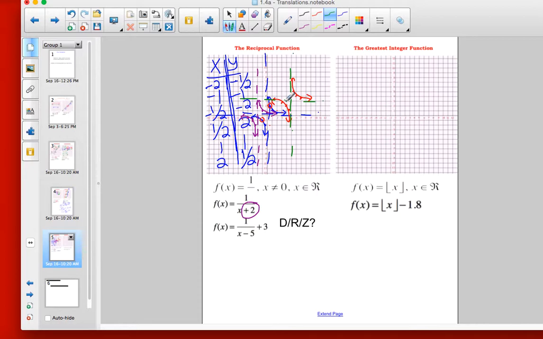Obviously, the domain is changing. From that first one, you couldn't have x equals 0. The second one, you can't have x equal to negative 2. The last one, you can't have x equal to 5. You can see it on the graph. Those are your vertical asymptotes.